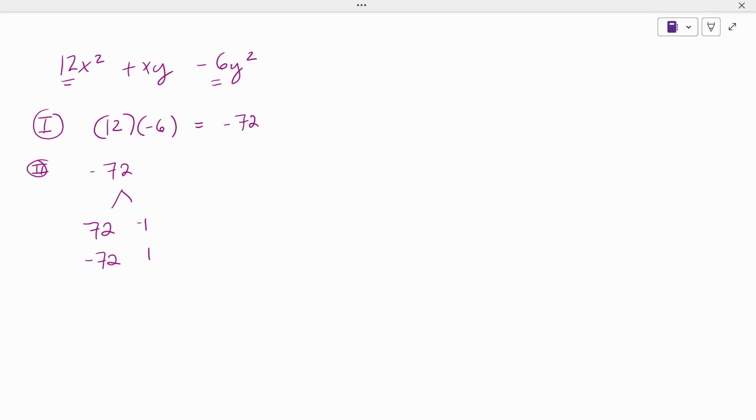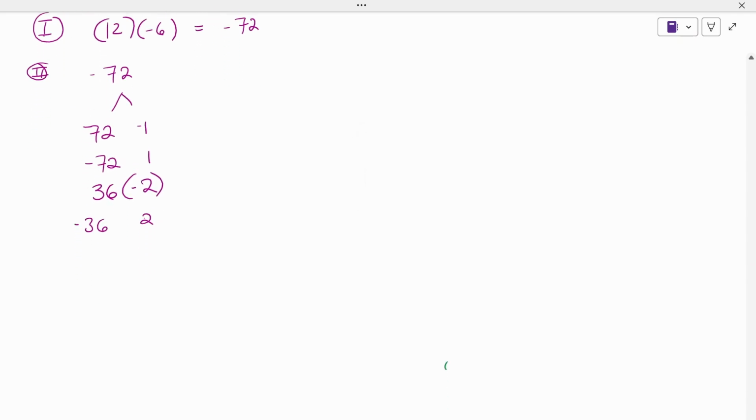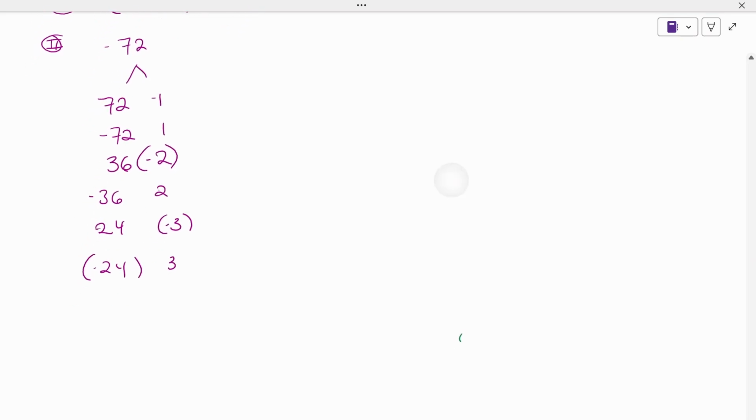Now, there are, of course, other factors. 36 and, say, negative 2 would give you 72. Negative 36 and positive 2 would give you 72. Let's see, 24 and negative 3, I think, would give you 72, but then negative 24 and positive 3 would also give you 72. Of course, we said 12 and negative 6 gives you 72, so a negative 12 and positive 6 will give you negative 72. And then don't forget 9 and negative 8, as well as negative 9 and positive 8.